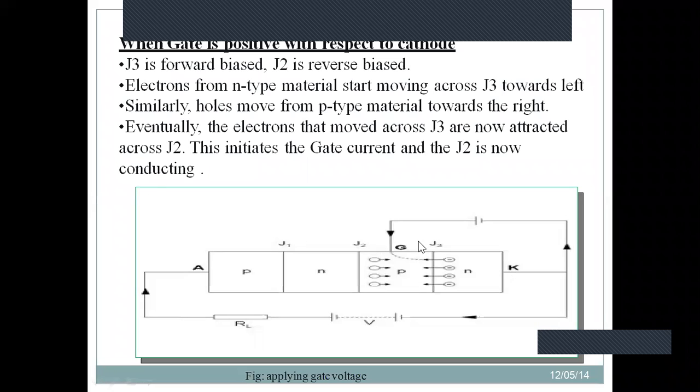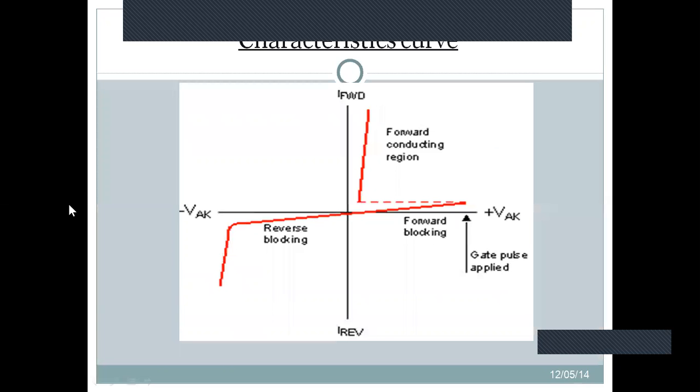Junction J1 and J3 are forward bias. Junction J2 is reverse bias. Once gate voltage is applied positive at junction J2, electrons move towards the junction J3 and holes move towards the junction P. Because of this, the junction J2 will break, and the flow of charge or current takes place from anode to cathode. This is how the SCR operates under the forward bias condition.